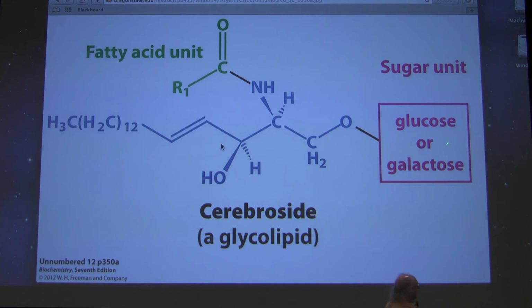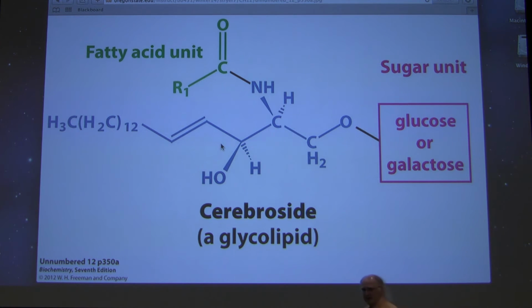A sphingolipid that has only a single sugar attached is called a cerebroside. Why do we call it a glycolipid? Well, glyco means sugar, lipid meaning the nonpolar part. So this has a sugar and a nonpolar part. A cerebroside is a glycolipid.